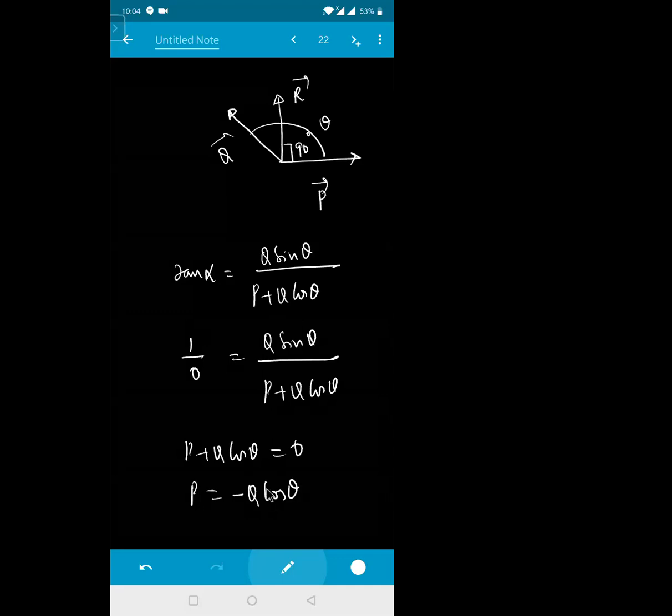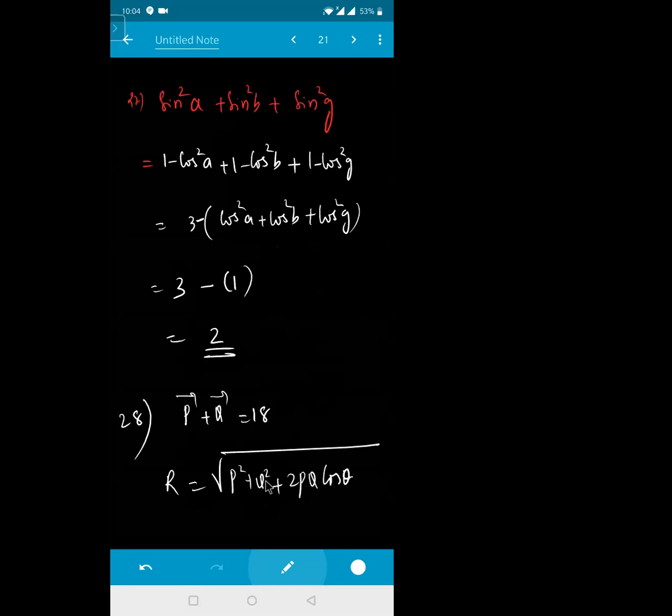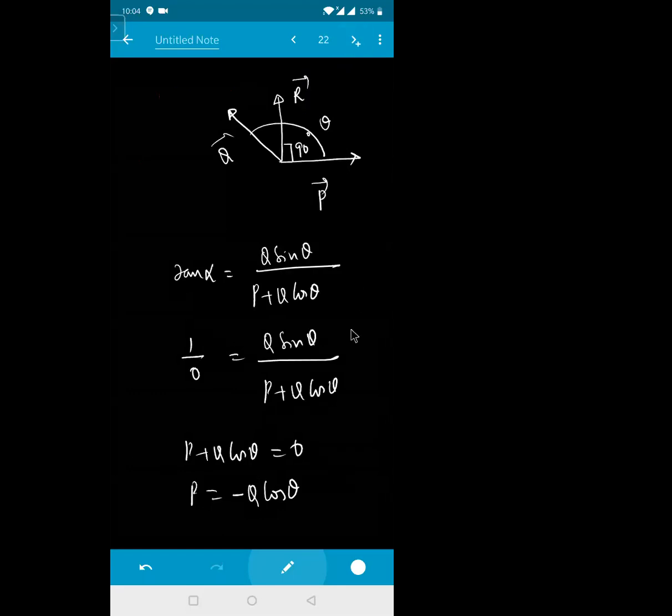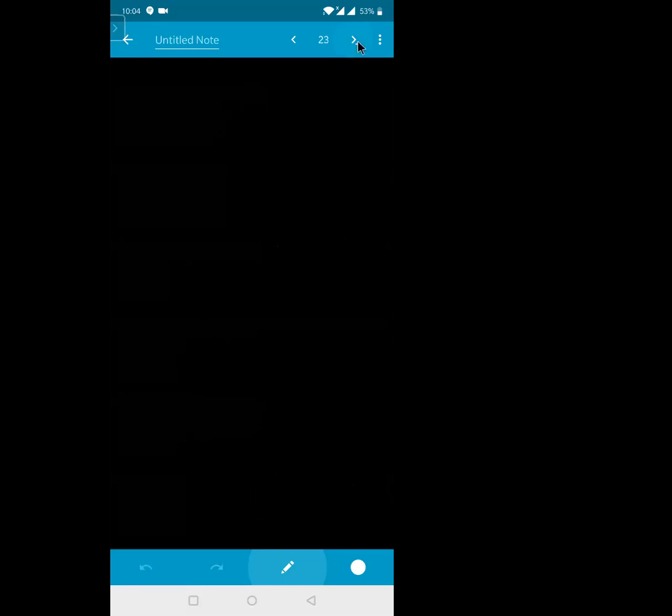Now substitute all these values in this equation. The value of p plus q is 18. Simplify that and you will get the answers. I hope you can do that. Find P and Q. If you understand, good; otherwise let me know and I'll try to do it.